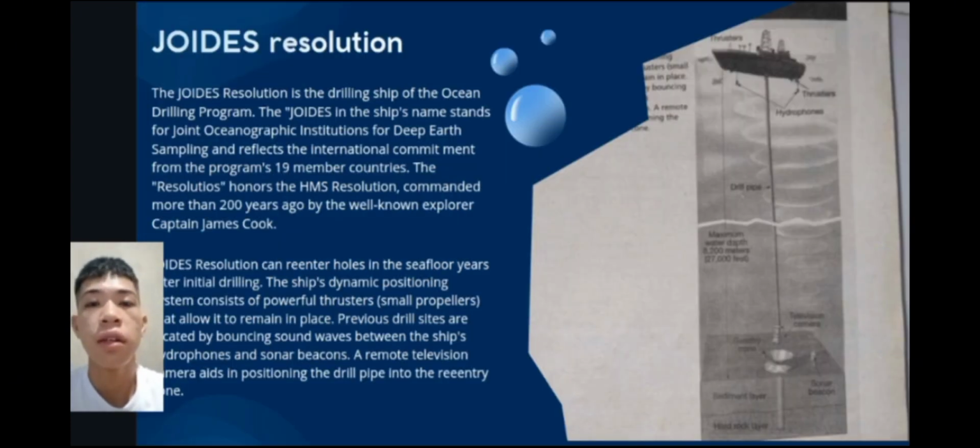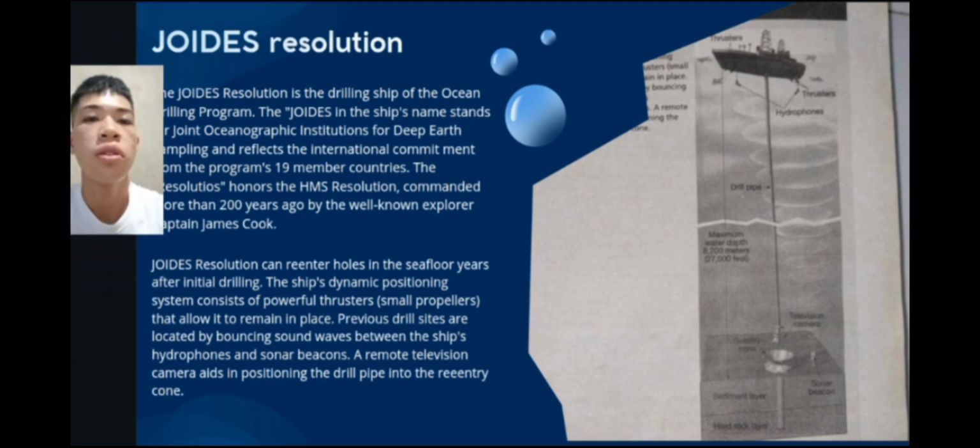Next is the JOIDES Resolution. The JOIDES Resolution is the drilling ship of the Ocean Drilling Program. The JOIDES in the ship's name stands for Joint Oceanographic Institutions for Deep Earth Sampling and reflects the international commitment from the program's 19 member countries. The Resolution honors the HMS Resolution, commanded more than 200 years ago by the well-known explorer Captain James Cook.